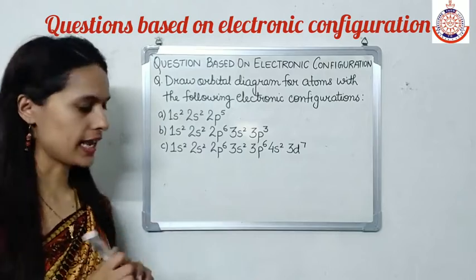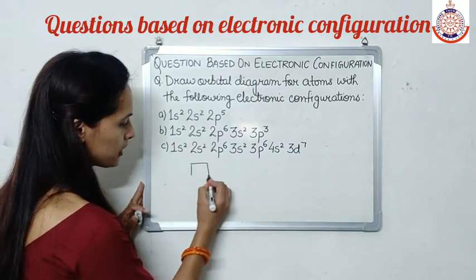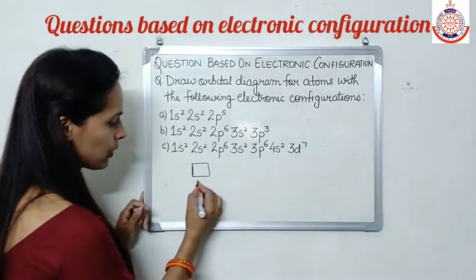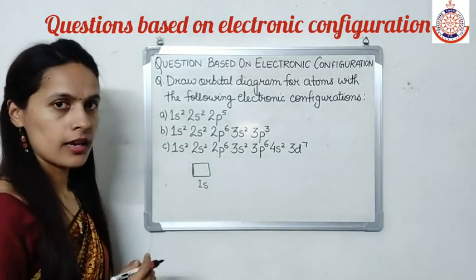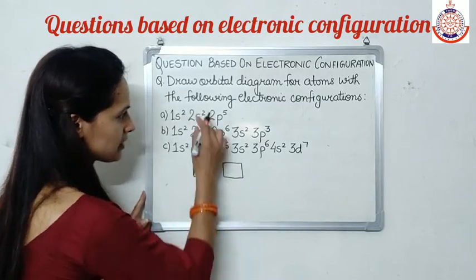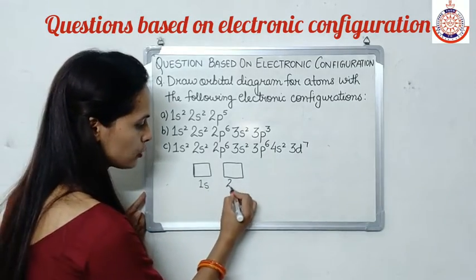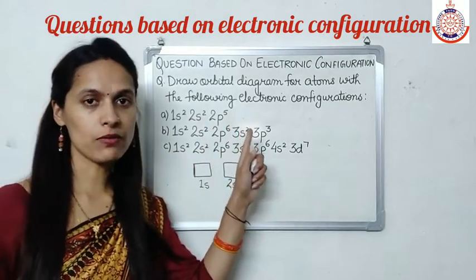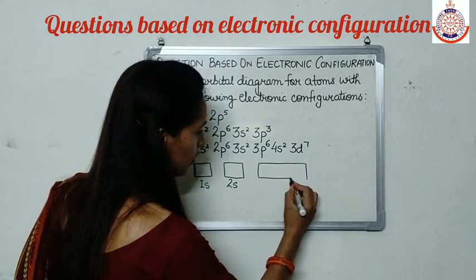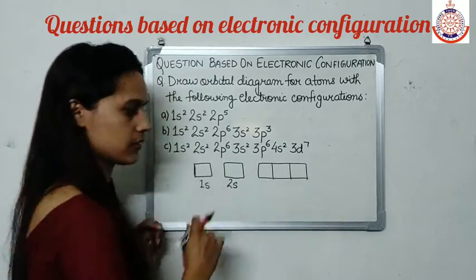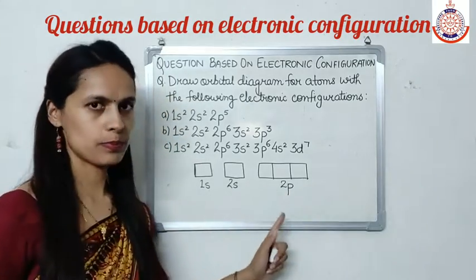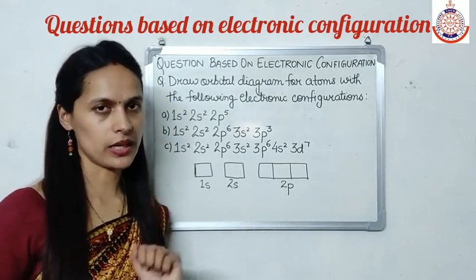Now first is 1s. So 1s means only one orbital, because s contains only one orbital. So we'll represent one box, and one box is 1s. Now we'll represent 2s. 2s is again one simple box, because s contains only one orbital. Now 2p. In 2p, we know that we have 3 orbitals. So I'll draw 3 orbitals. 1s, 2s, and this represents 2p. One is px, another one is py, and the third one is pz.